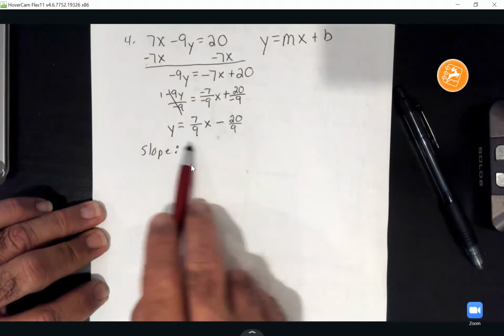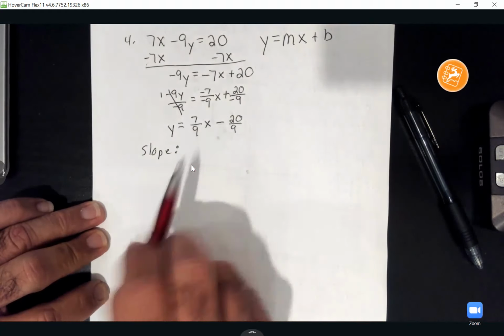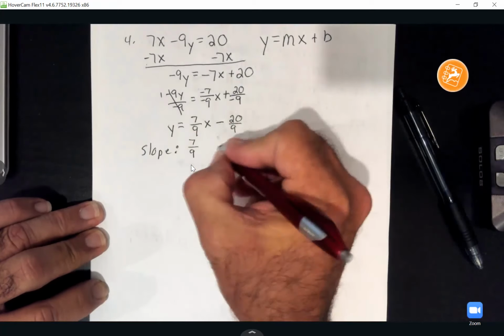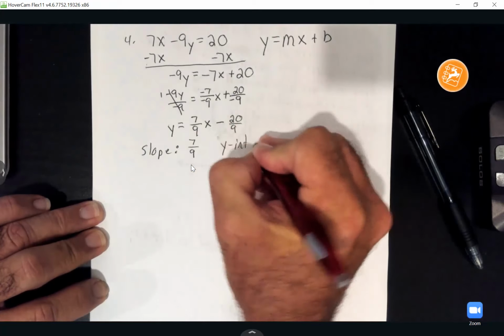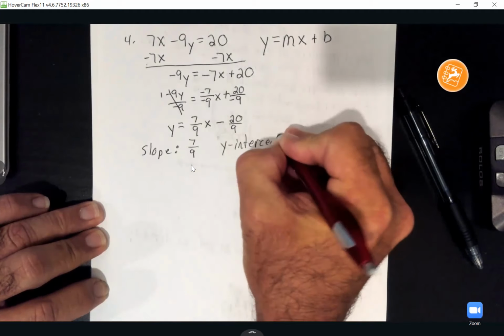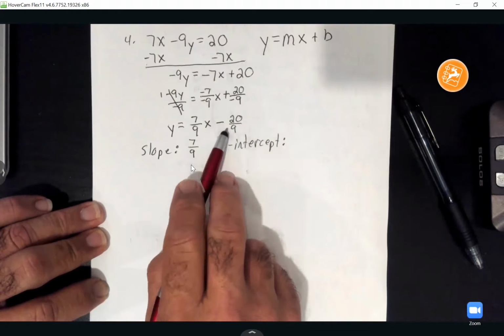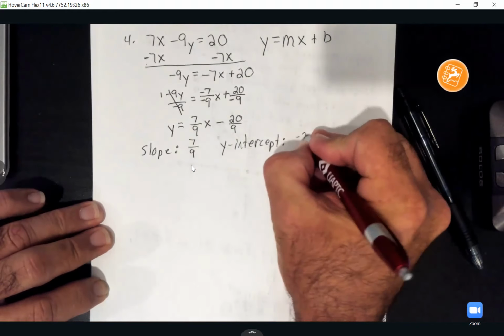And let's see, we got it in order now. So in front of my x is the 7/9. So there you go. Slope will be 7/9. And then our y-intercept will be the negative 20/9. Good job.